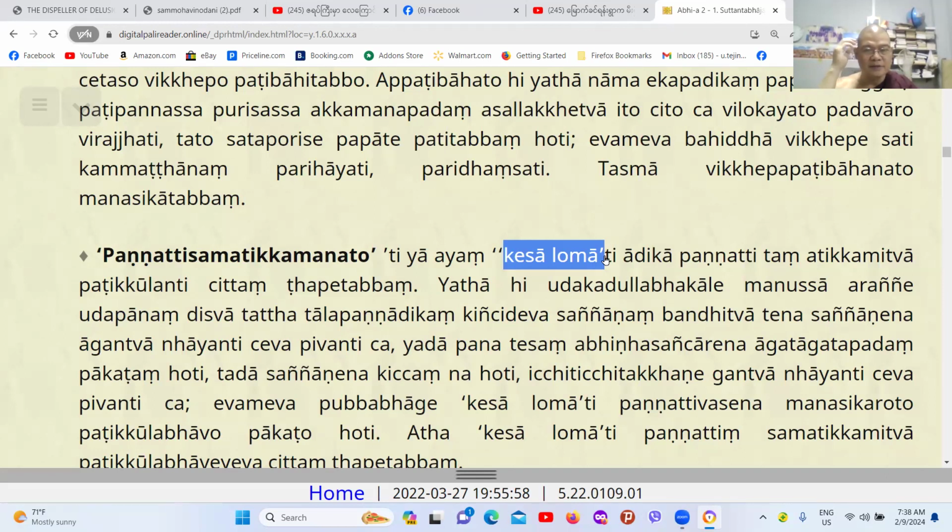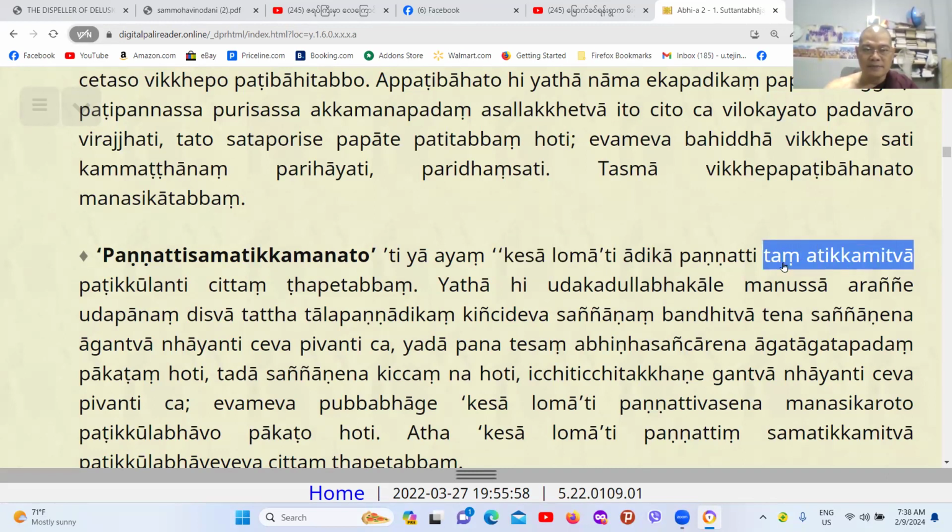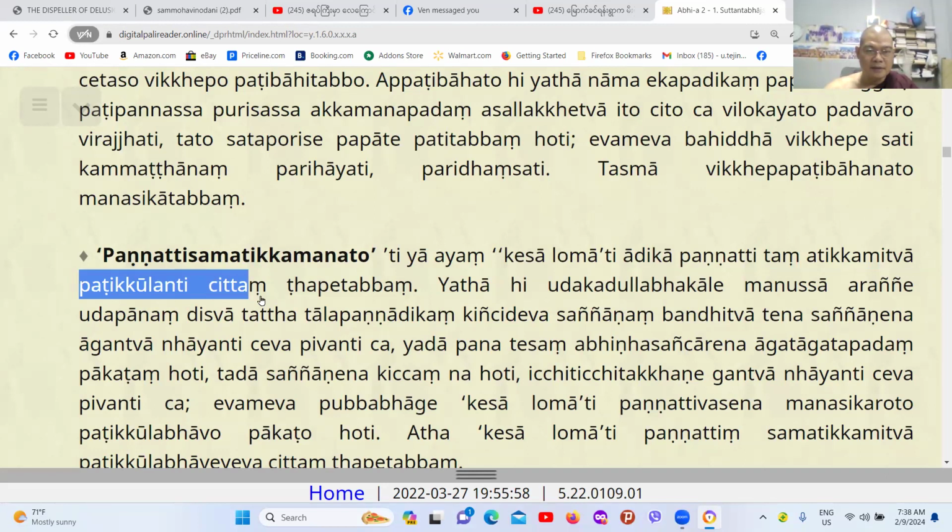Kesa, the hair, we call kesa. This is nama panyati, the name designation. We have to overcome that nama panyati. Particular di cheda tapitaban. So we have to keep our mind on those 32 parts of the body as repulsive.